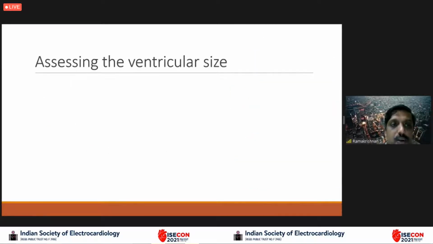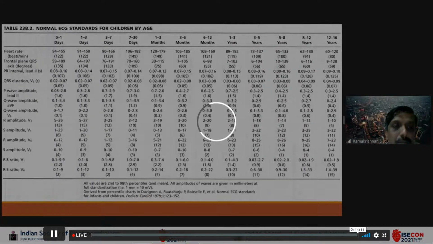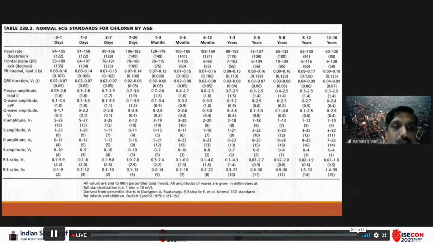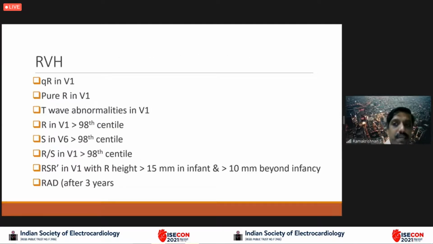So, assessing the ventricular size, this is the nomogram that is given, with various normal amplitudes. To diagnose RVH and LVH in children, if you have a newborn, R greater than 25 will diagnose RVH. In the first year, if it is greater than 20, LVH is V6 of 12, and at any other time V6 of 25. And RVH criteria in children include a qR pattern in V1, pure R in V1, and T wave abnormalities. Mostly all of them are the same as adult criteria, but we use the 98th centile.